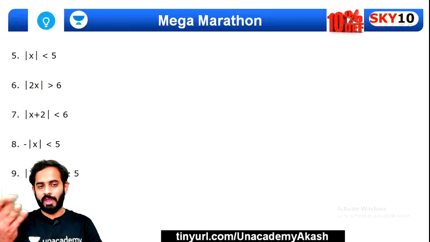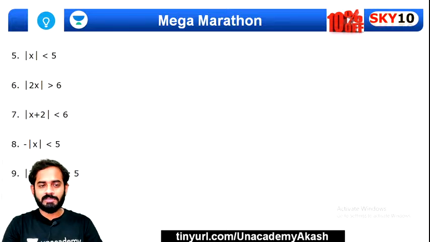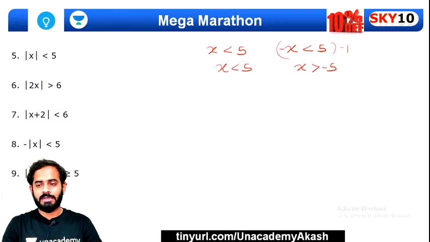what we did with the square root part, similarly we'll have to do in this modulus function also. So basically we can open this modulus function on both sides. That is, mod of x is less than 5. This is one obvious answer. And minus x is less than 5. This is another answer. So x is less than 5 and x is greater than minus 5, because if you multiply this by minus 1, the inequality direction will change.